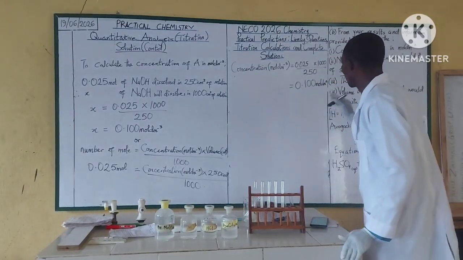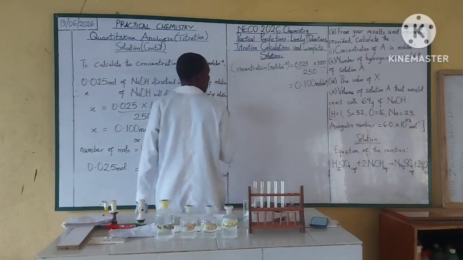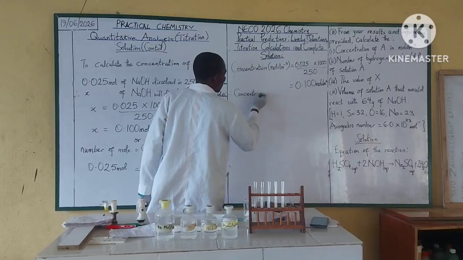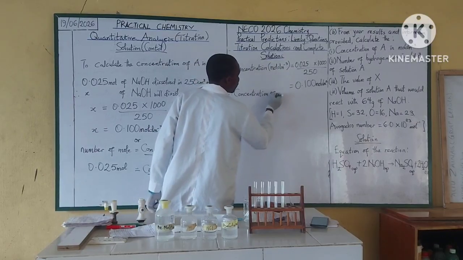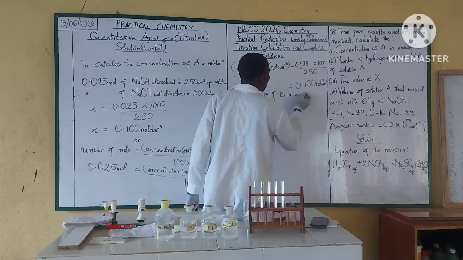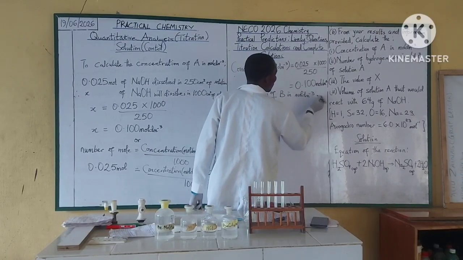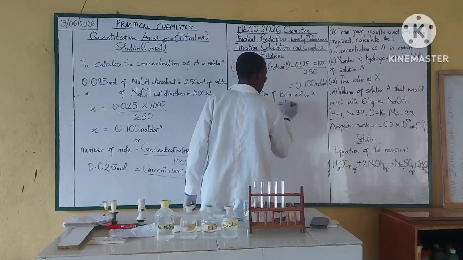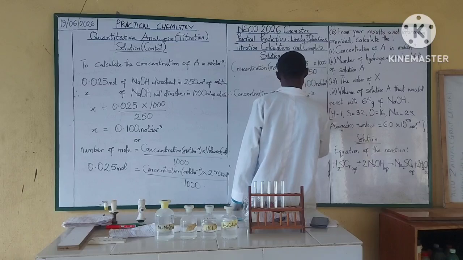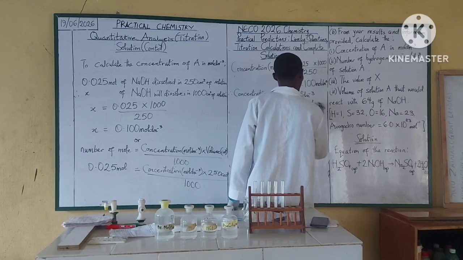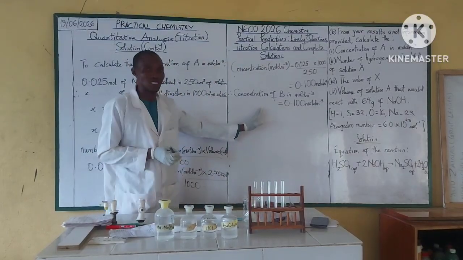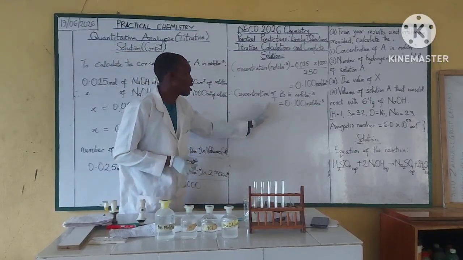Either way, therefore, the concentration of B in mole per dm cube is equal to 0.100 mole per dm cube. This will be our CB.